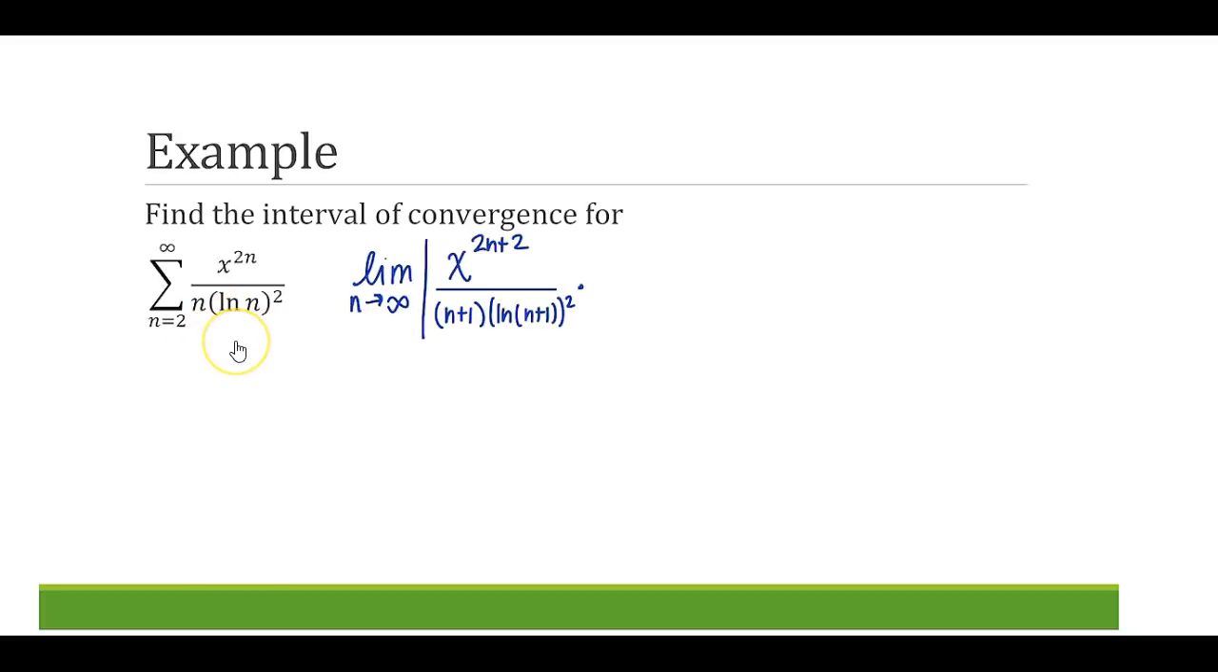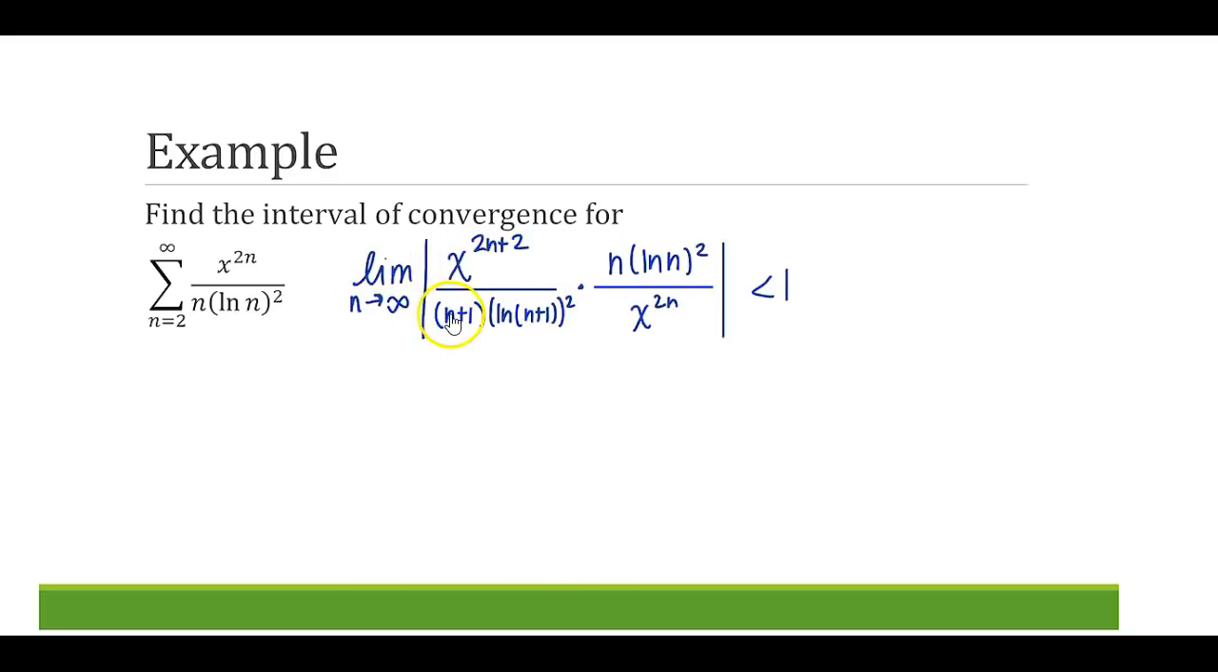Well, instead of dividing by a sub n, we'll multiply by the reciprocal, n times natural log of n squared over x to the 2n. But this time, we know that for an infinite series, if the limit of the ratio test is less than 1, then we know it converges. So we want to find the interval of convergence. So instead, we're going to end up trying to solve here for x.